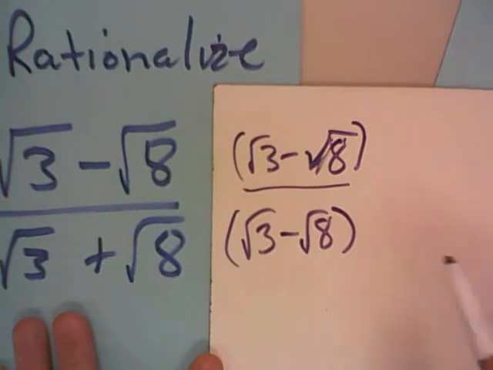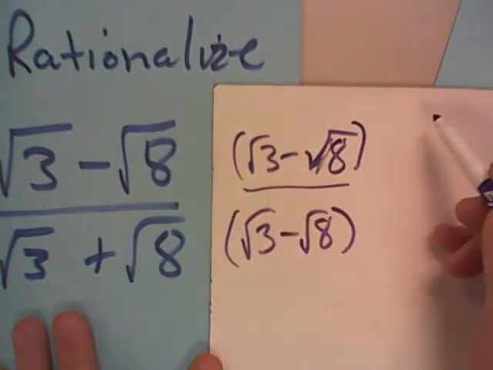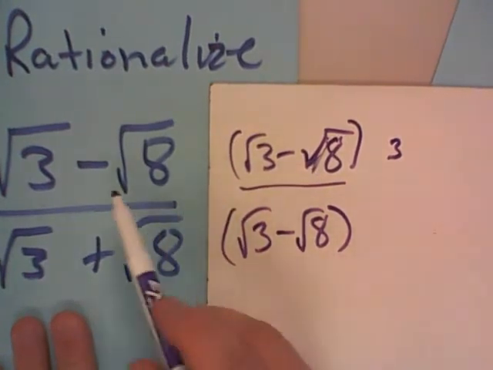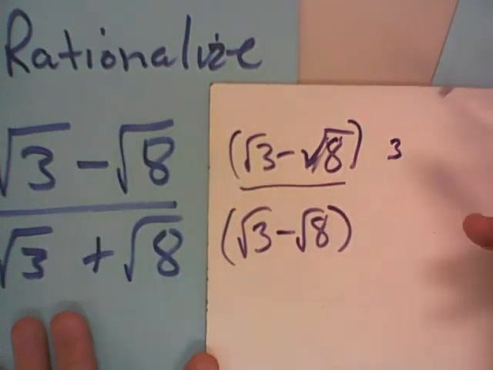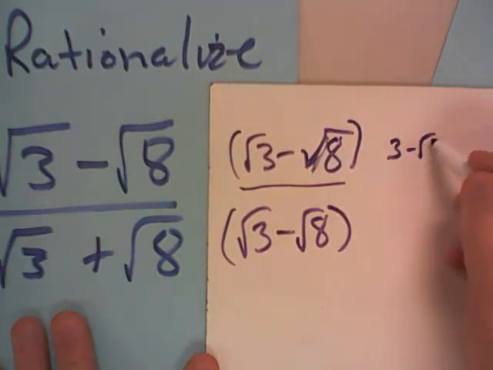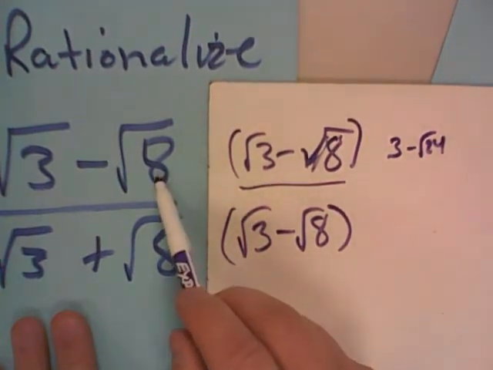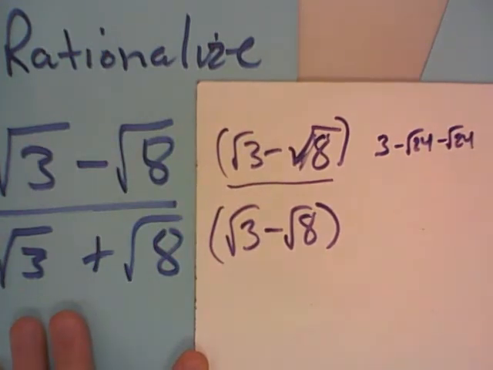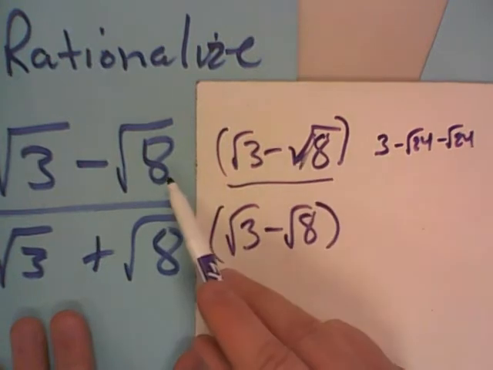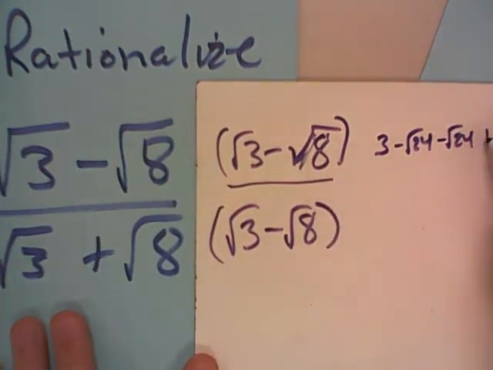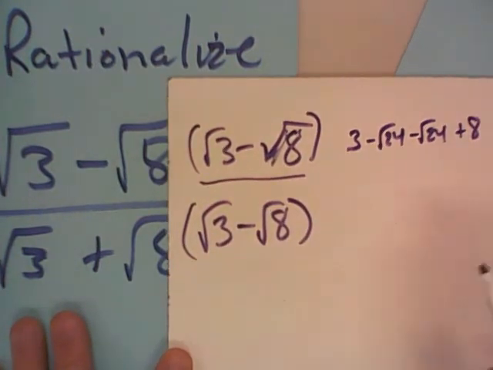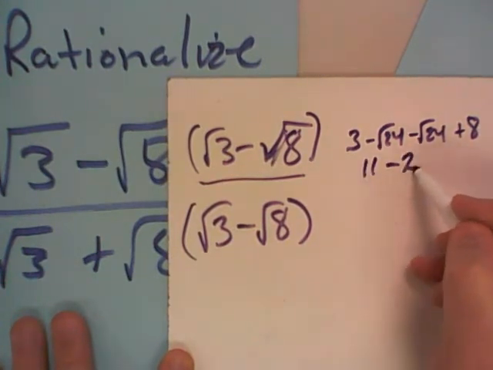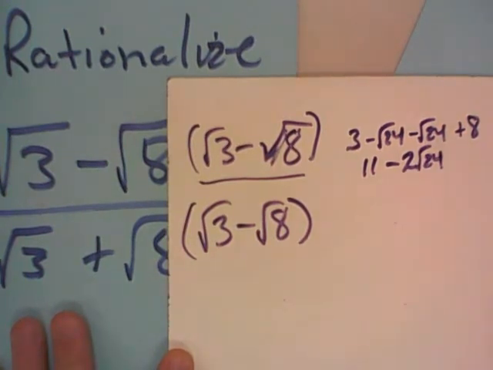So let's do the numerators first. We're going to take radical 3 times radical 3, which is simply 3. I'm going to write small here so we can get it all in the video. Radical 3 times negative radical 8 is negative radical 24. Negative radical 8 times positive radical 3 is another negative radical 24. And then if I multiply negative radical 8 times negative radical 8, I get positive 8. So simplifying what I have here, 3 plus 8 is 11 minus 2 radical 24.